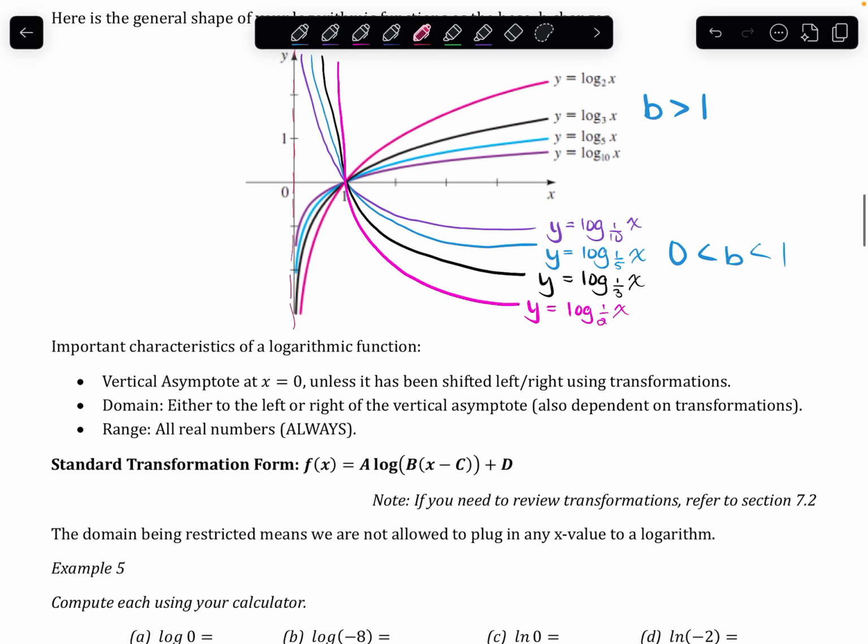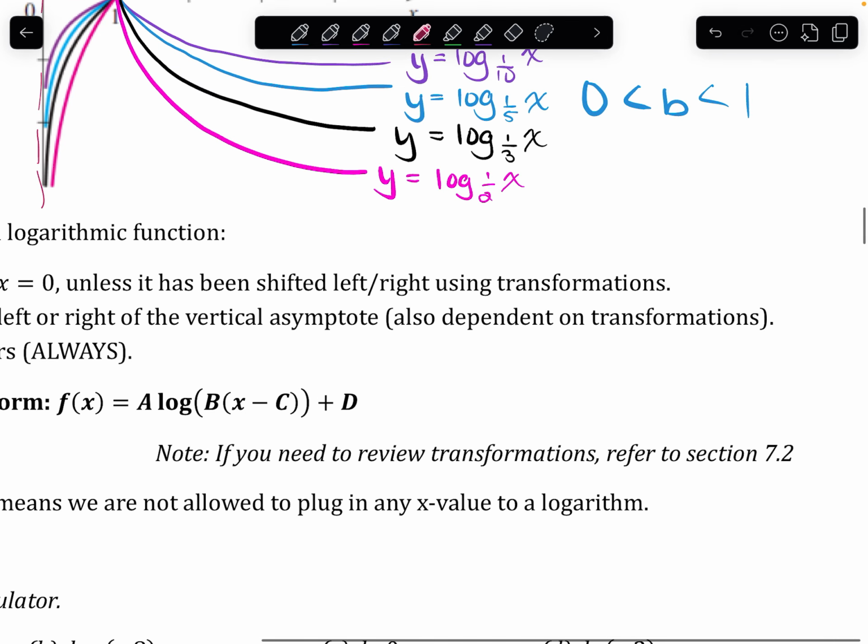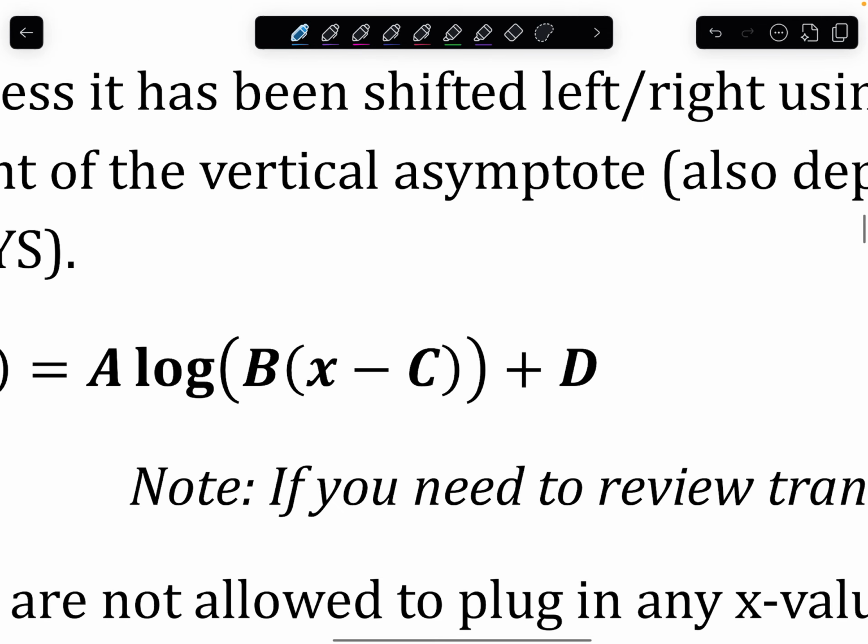All right, so here is your standard transformation form. And again, if you need to review it, it's section 7.2. Before, with an exponential function, we were looking at D to locate where it leveled off. Now we are going to be looking for C. C is going to be the key to figure out where we have that vertical wall.